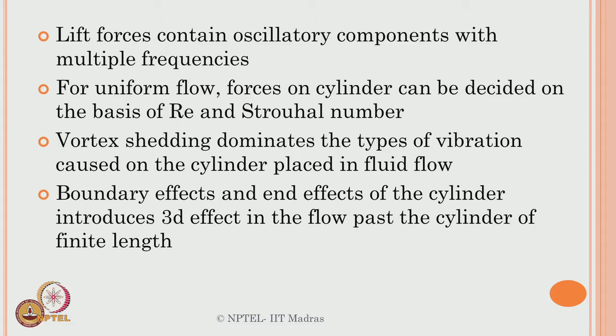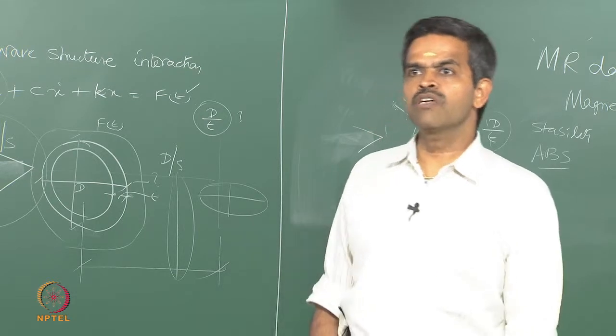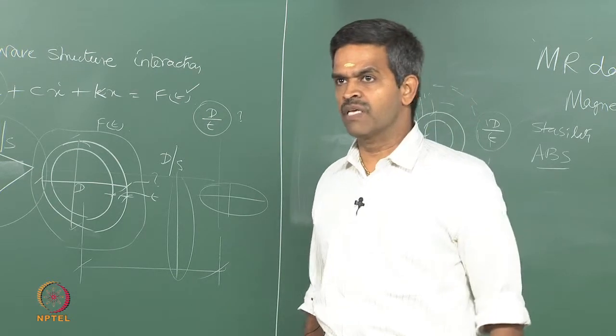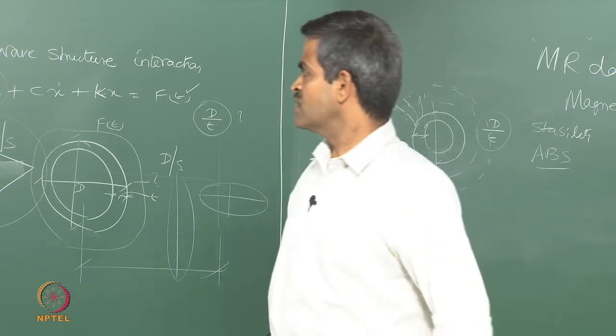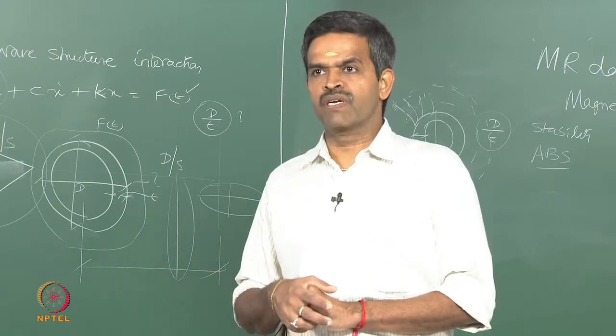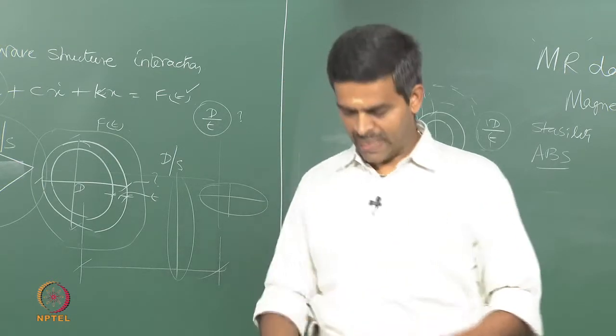Lift forces contain oscillatory components with multiple frequencies. For uniform flow, force on the cylinder can be decided on the basis of either Reynolds number or Strouhal's number. However, people look at the ratio of these two numbers for the design. Vortex shedding dominates the types of vibration caused by the cylinder placed in the fluid flow. Boundary effects and end effects on the cylinder introduce a 3D effect in the flow past the cylinder for finite length.